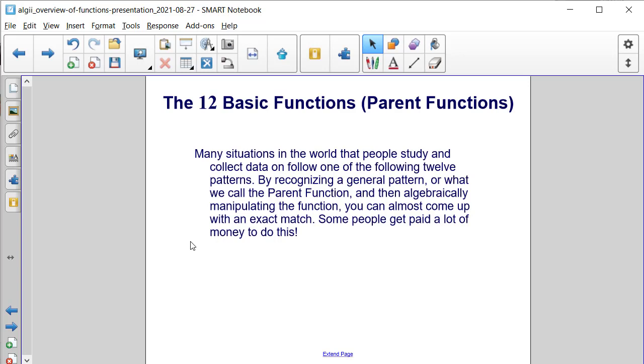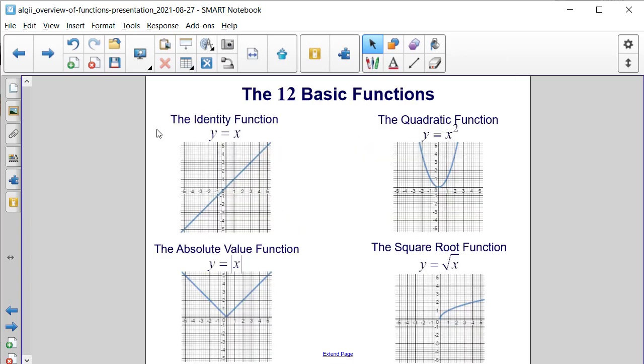manipulating the function, you can almost come up with an exact match. Some people get paid a lot of money to do this. The first 4 parent functions are the identity function, which is a linear function that goes directly through the origin, the quadratic function, which is y equals x squared, or the basic parabola.